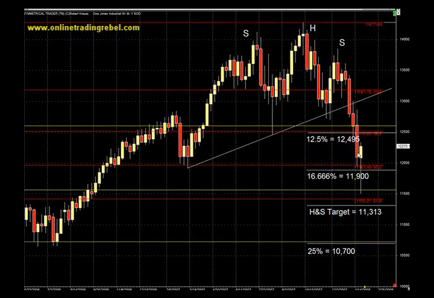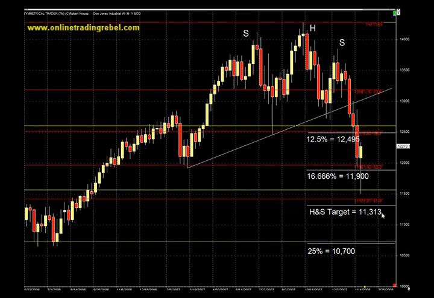Now the head and shoulders pattern that we see here also has a downside target, because it was completed when this neckline was taken out 3 weeks ago, and that gives us a target of 11,313, which has in fact almost been achieved.